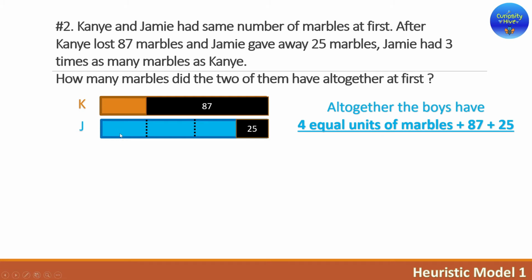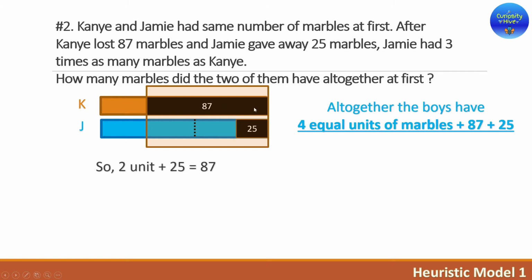But before that, we need to find how much each unit is. Now, if you look at the block and at this portion, you can easily equate because both of these block sizes are the same. So, this 87 is nothing but 2 units plus 25. So, I have my equation here. My 2 units is 87 minus 25, and hence my 2 units are 62.